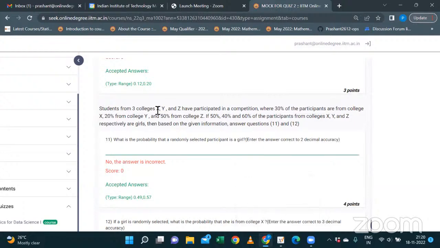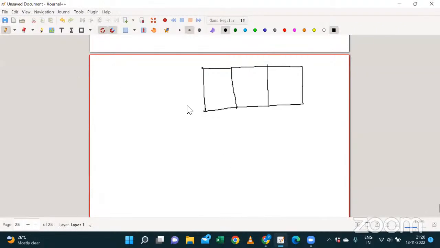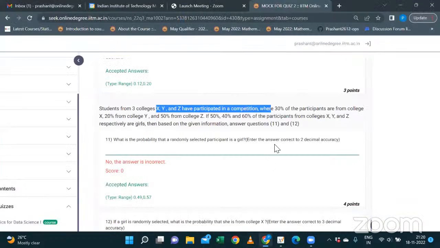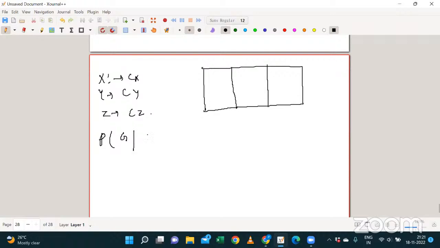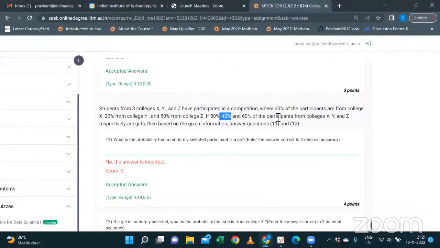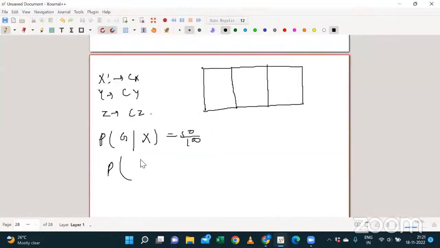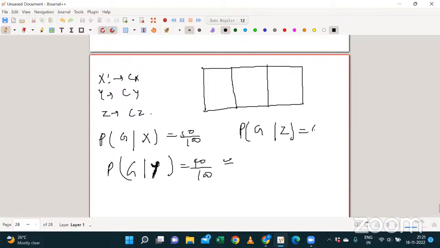I can make the events. There are 3 colleges, so I make event X for college X, Y for college Y, and Z for college Z. Now, what is given to us in the question? 50% of the participants from college X are girls, so the probability of girls given X is 50%. Next, 40% of the participants from college Y are girls, so the probability of girls from college Y is 40%. Similarly, from college Z, the probability that participants are girls is 60%. That's all.